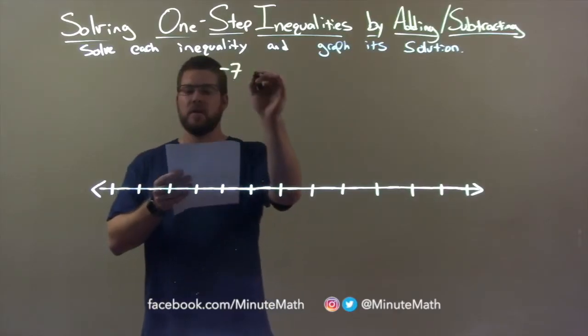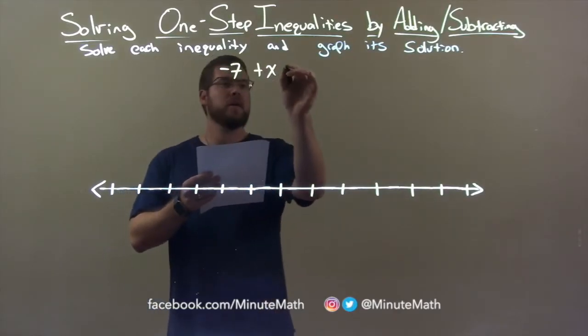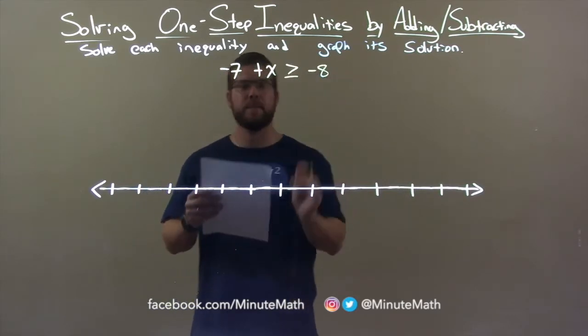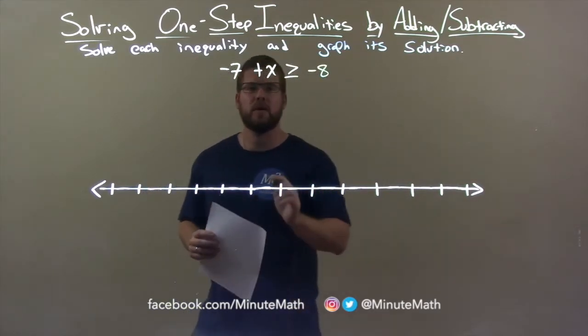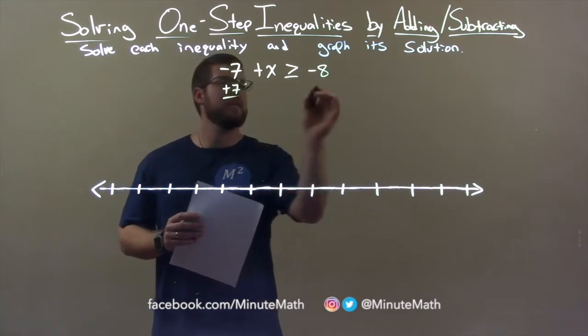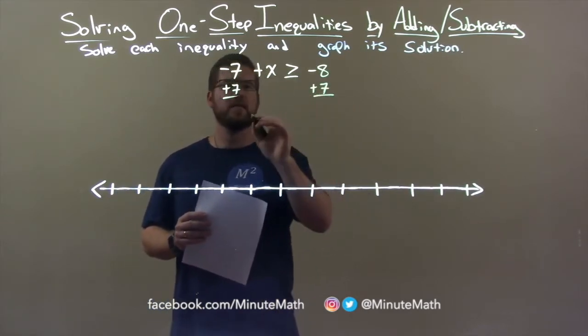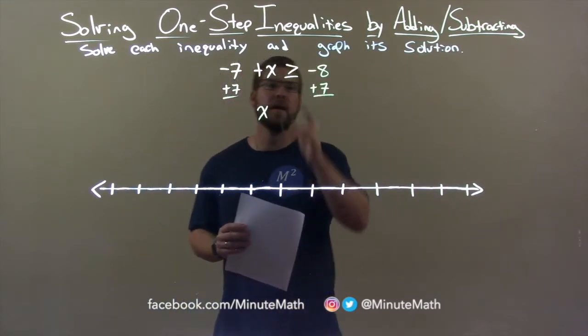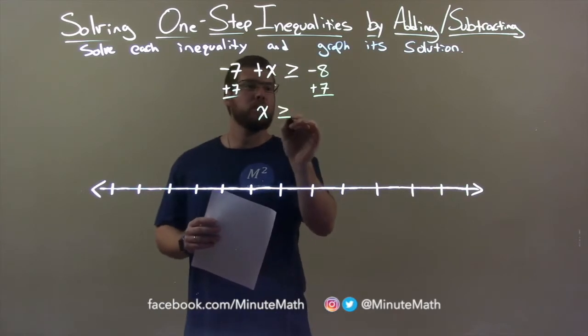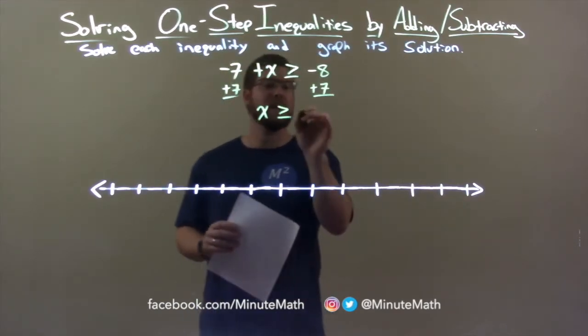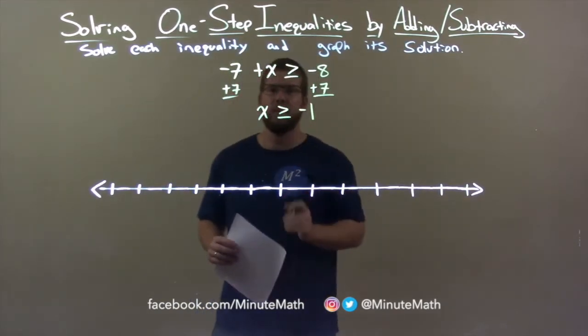Negative 7 plus x is greater than or equal to negative 8. Well, first step here is I'm going to add a 7 to both sides. This gets me x completely by itself, and it's greater than or equal to negative 8 plus 7, which is a negative 1. So now we have our inequality.